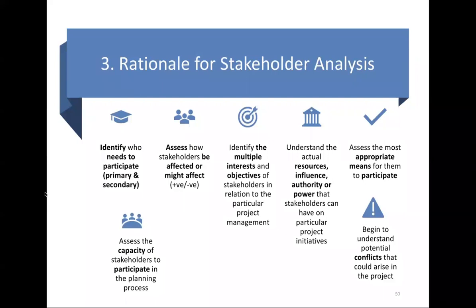So we do this to identify who needs to participate, either primary stakeholders or secondary stakeholders. We need to assess how stakeholders might be affected by, or might actually affect, the system, either positively or negatively. We need to identify the multiple interests and objectives of each stakeholder in relation to the particular project management. We also need to understand the actual resources, the influence, the authority, and the power of the stakeholders that could have a greater impact on the project management.